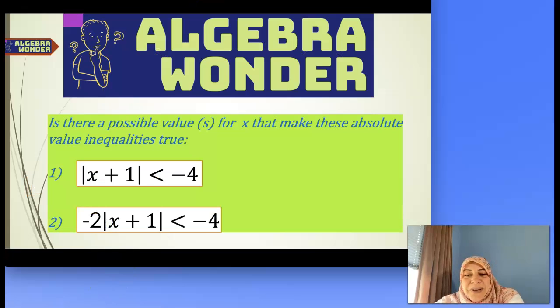Now our question for Algebra Wonder: is there a possible value or values for x that make this absolute value inequality true? The first one: absolute value of x plus 1 less than negative 4. Is there such an x that will make this true? Is there any solution for that? The second one: negative 2 times the absolute value of x plus 1 less than negative 4. Again, is there such a value for x that will make this inequality true?